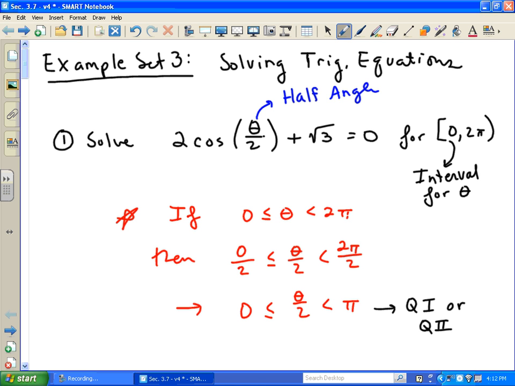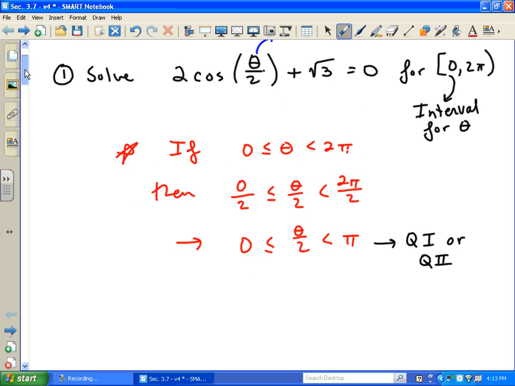Now there is some confusion because on this particular example, we're not wanting to solve for theta over 2. We're going to first solve for theta over 2, but eventually we want to solve for theta by itself. And so this is a little bit confusing. Think about it this way. If we were going to solve for theta between 0 and 2 pi, we usually would have two answers. In this case, we're only going to end up with one answer because of the half angle. Okay, let's solve this problem.